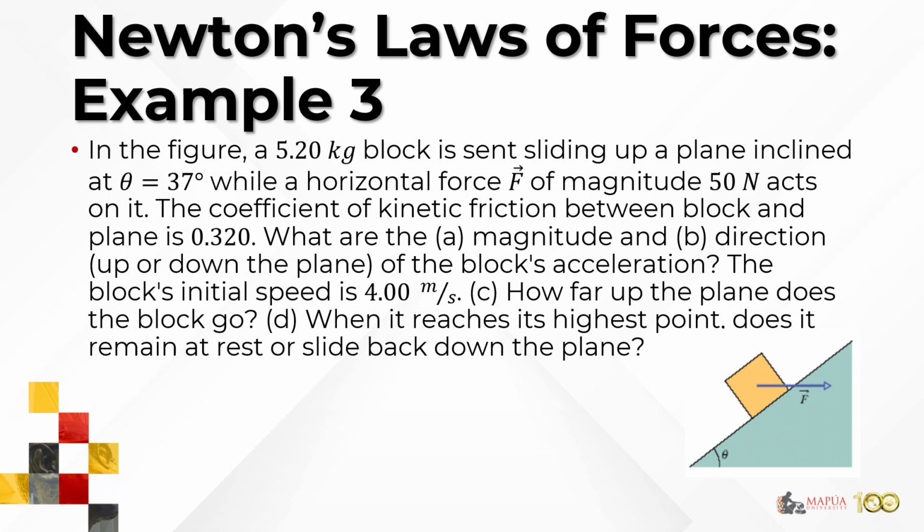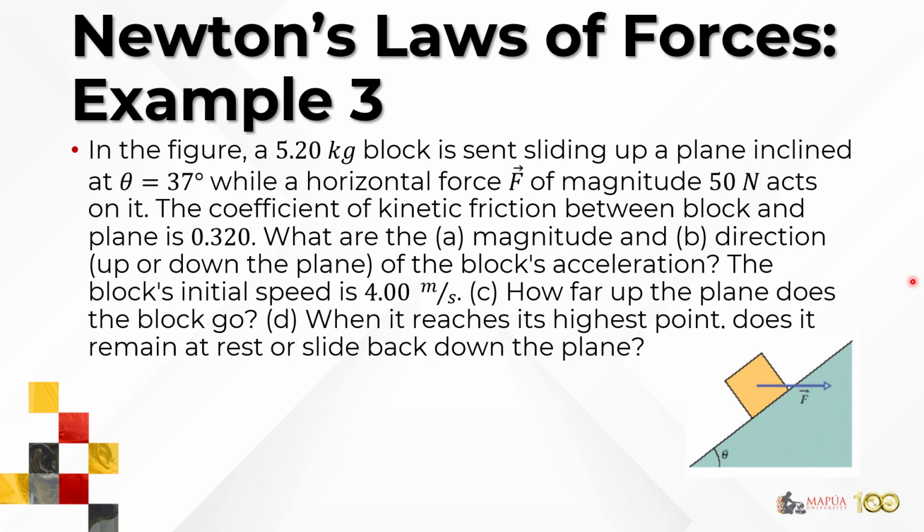Now, example number 3. In the figure, a 5.20 kilogram block is sent sliding up a plane inclined at theta equal to 37 degrees, while a horizontal force F of magnitude 50 newtons acts on it. The coefficient of kinetic friction between the block and plane is 0.32. What are the A, magnitude, and B, direction, up or down the plane, of the block's acceleration? The block's initial speed is 4 meters per second. For letter C, how far up the plane does the block go? And D, when it reaches its highest point, does it remain at rest or slide back down the plane?